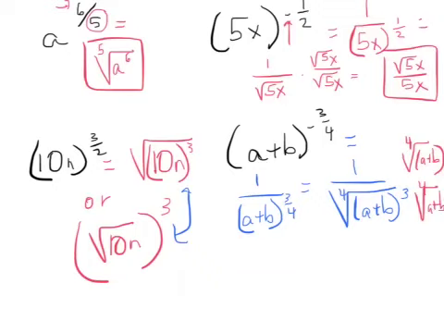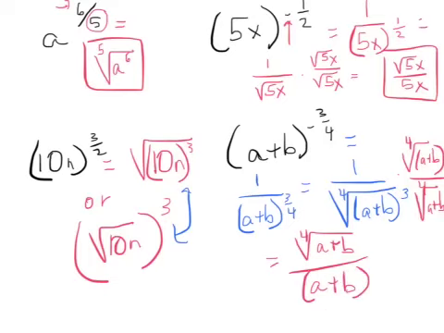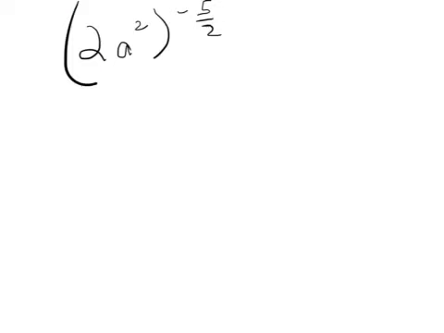Sorry, I'm out of room. And so what that's going to give me is, in my numerator, the 4th root of a plus b, and now I've got (a plus b) to the 4th power under that fourth root sign, which is just a plus b. So this would be my final answer. Let's take a look at the last one for number 15.